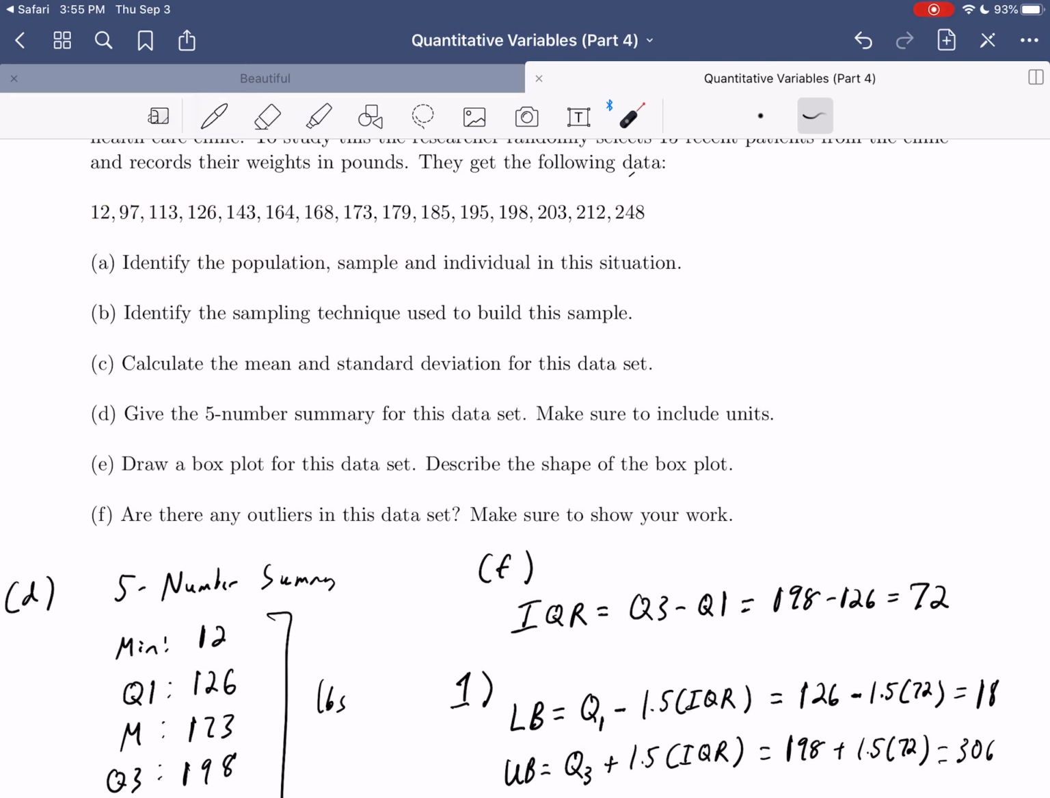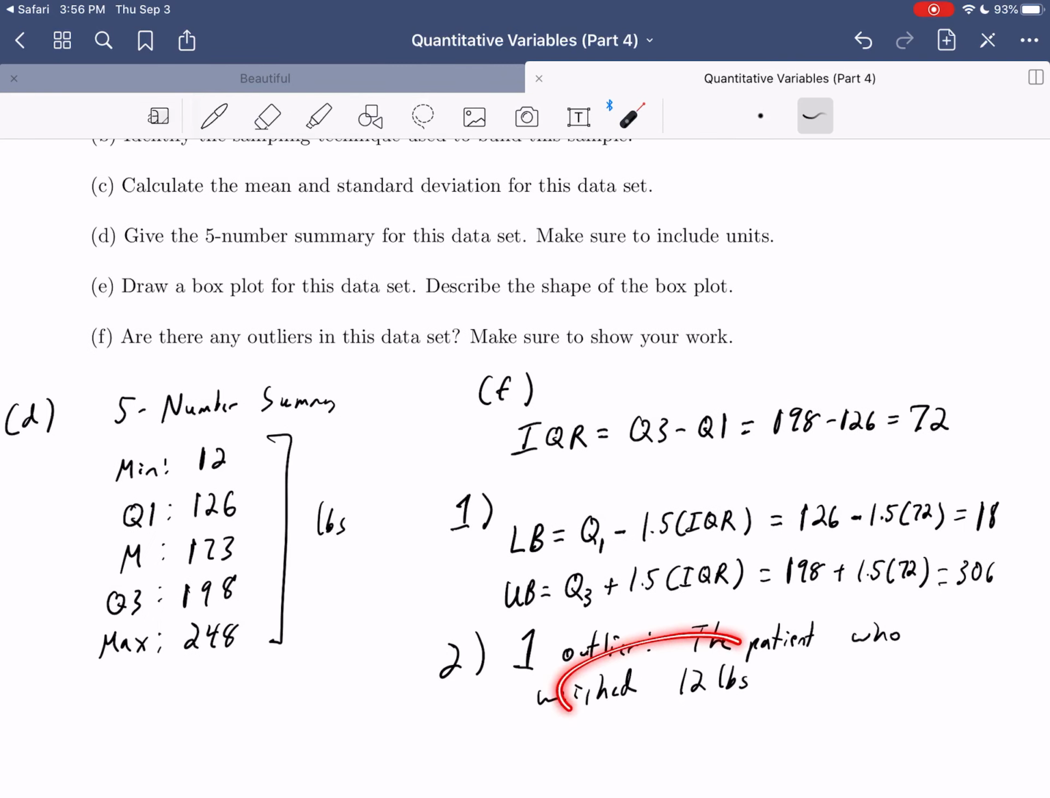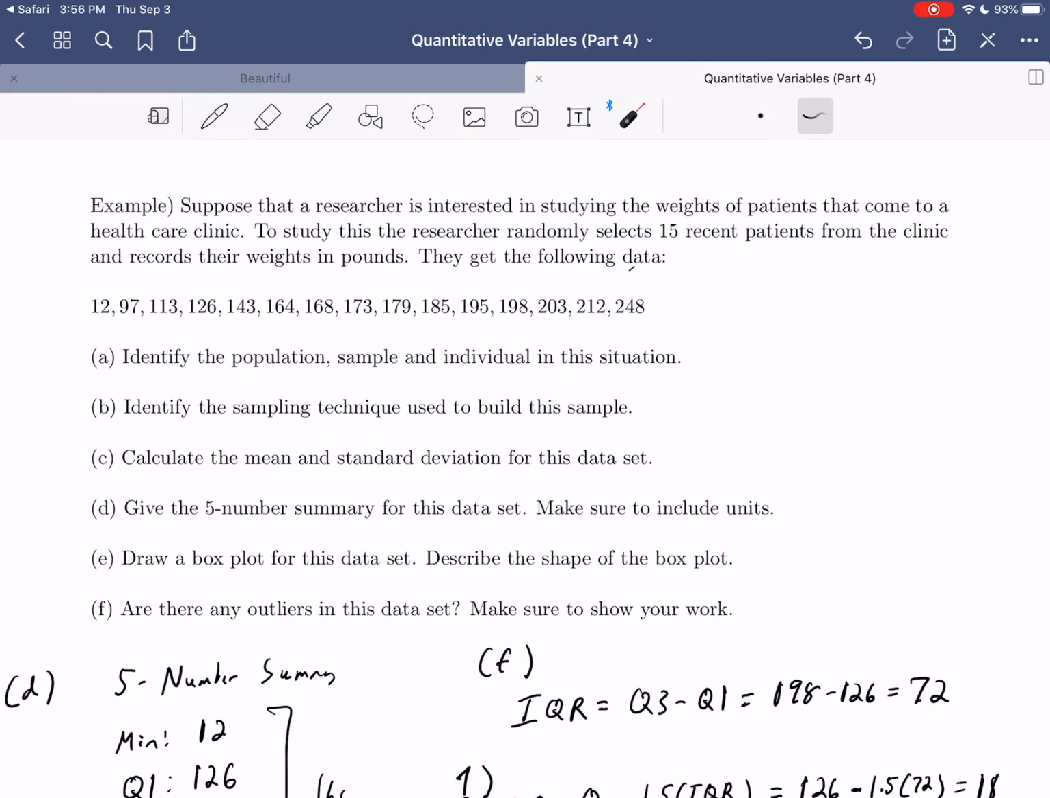Second thing to keep in mind: why do we bother finding outliers? The main idea here is that this patient who weighed 12 pounds is significantly different from everybody else. Now, there could be a couple explanations. You could imagine that maybe this is an error, right? Maybe somebody typing in information really meant to type in 120. They typed in 12 and the outlier check would catch that for you.